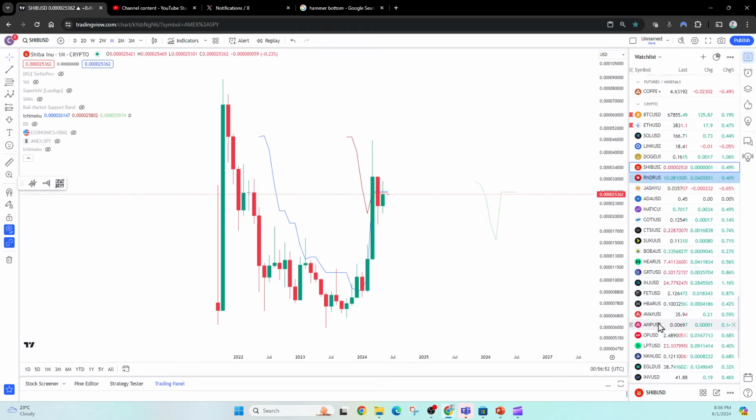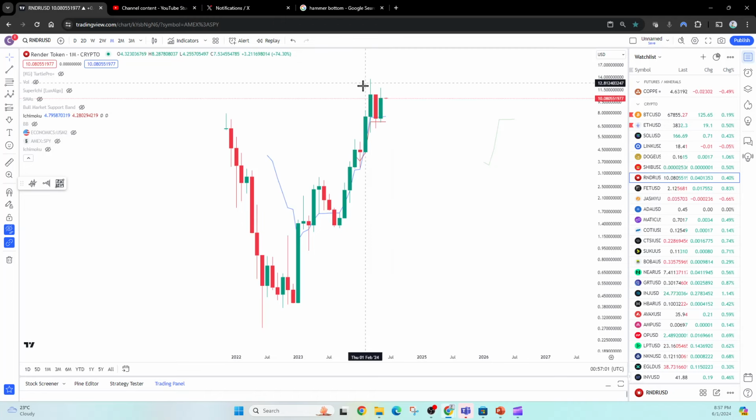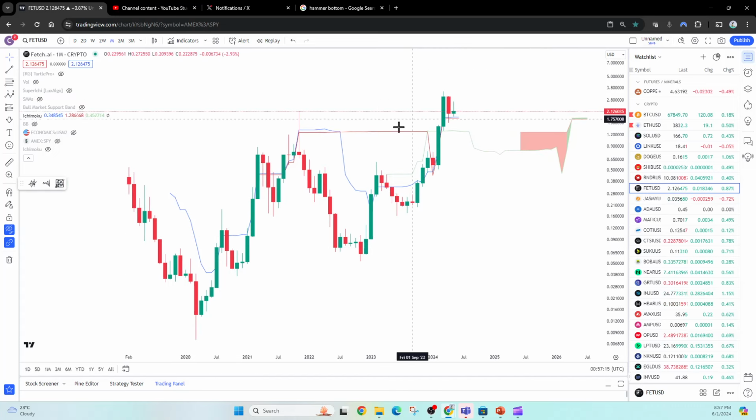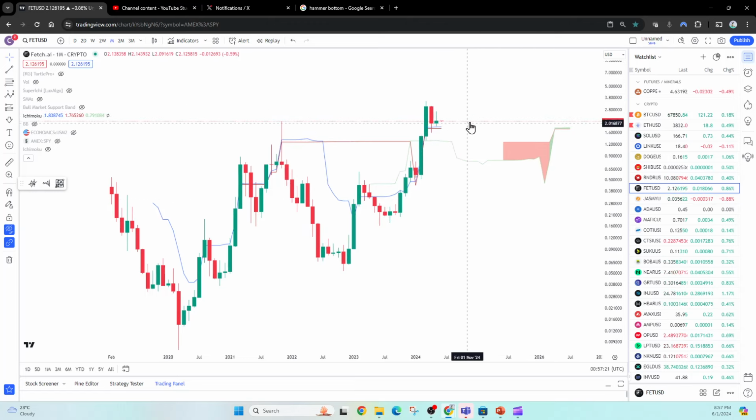I'm going to drag them a little bit higher here to highlight them. There are several that are really doing very, very well. One is Render. Render has already made an all-time high and has already pushed way up here and is already backtesting the Kijun over here. It's looking better than Bitcoin. There's another one over here, which is Fetch AI, already pushed to an all-time high over here. Backtested the Kijun, found very good support. Looks like it's ready for the next leg up over here. Again, looking better than Bitcoin.